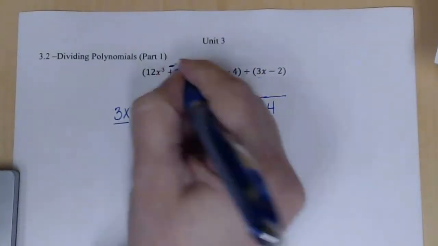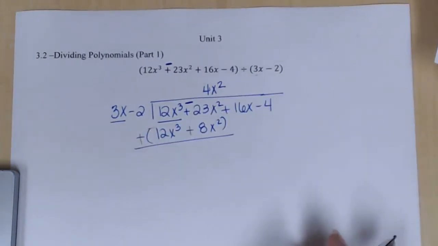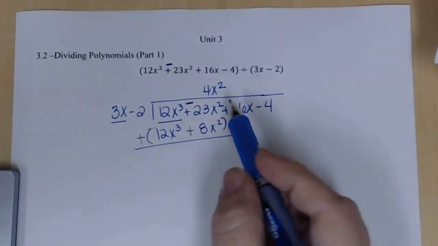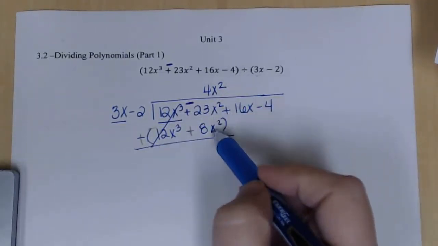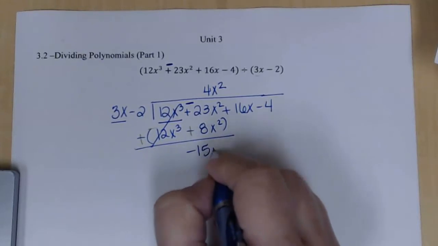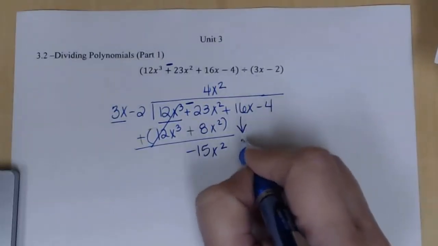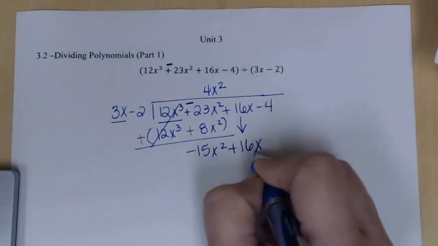I did make a typo on this problem. This should have been a minus, otherwise we're going to have some funny numbers. I apologize for that typo. So now 12 and negative 12 cancels. Negative 23 and positive 8 is negative 15x squared. And then bring down the next term, so plus 16x.